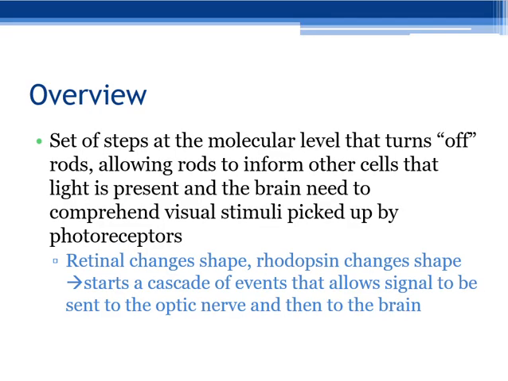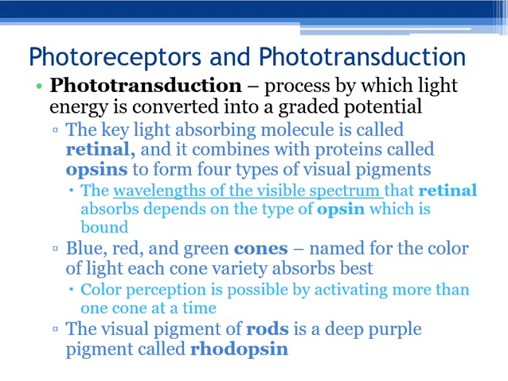So let's look at an overview. So this process that we're talking about is called phototransduction, which is a set of steps at the molecular level that, for rods, turn them off, allowing the rods to inform other cells that light is present and the brain needs to comprehend visual stimuli picked up by other photoreceptors. So it's that retinal shape change that initiates the rhodopsin pigment to also change shape and starts a cascade of events that allows a graded potential to be turned into an action potential and to travel to the brain.